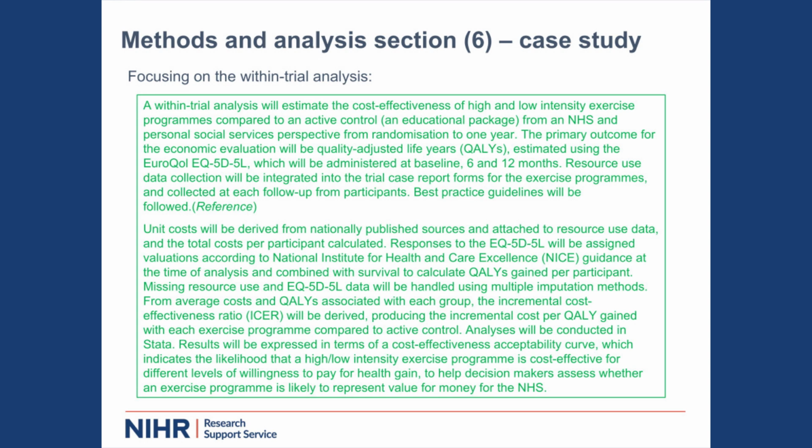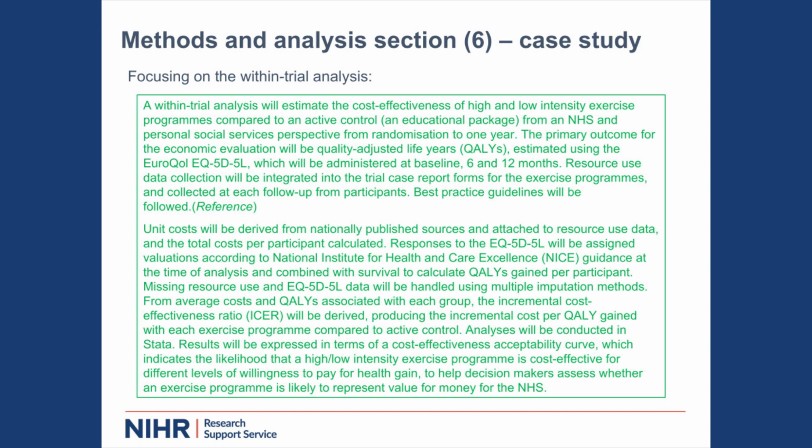So we talk about how we analyse our costs. So we say where we're going to get our unit costs from, very broadly. Unit costs will be derived from nationally published sources and attached to resource use. And then in that way, we can generate our total costs per participant. We say how we're going to value outcomes. So responses to the EQ-5D will be assigned valuations according to NICE guidelines at the time of analysis and combined with data on survival to calculate our QALYs per participant.